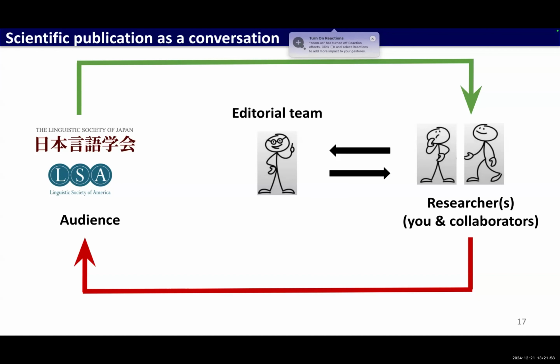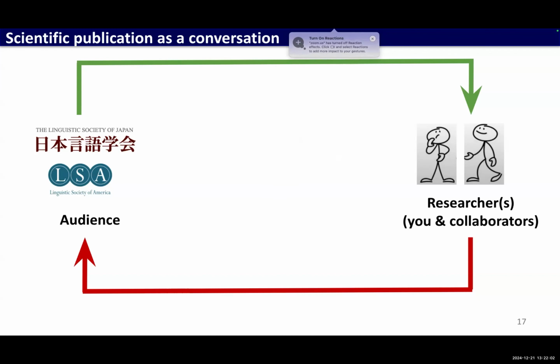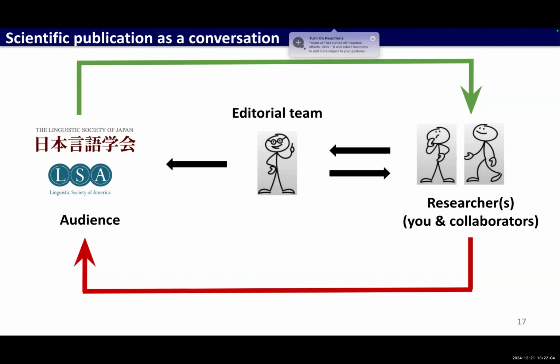And you might go through this cycle a few times, right, with revise and resubmit, and then eventually the editorial team will accept your paper, and finally you can talk to your audience, right? So it's a long and protracted process, and your goal, when you submit to a journal, is to get through the editorial team, right? So that conversation between you and the editorial team is the most important part of getting published.